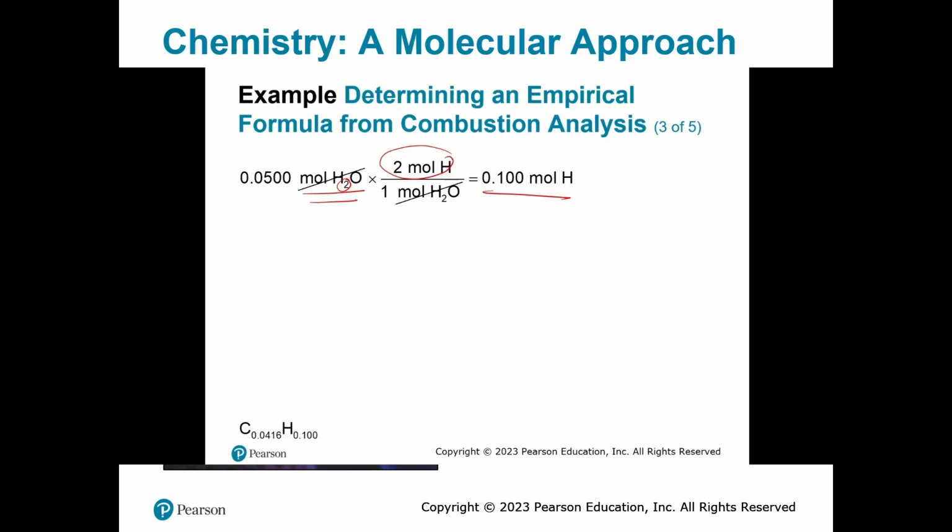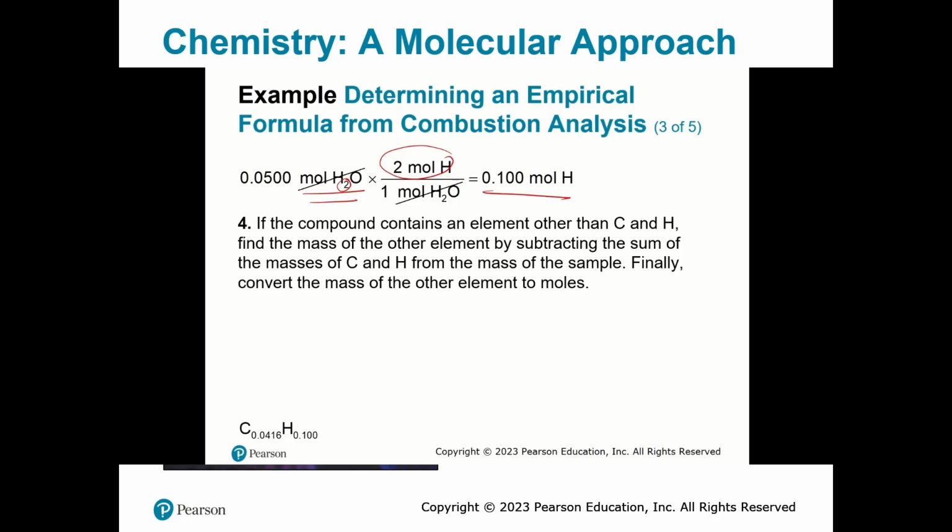Now, in the fourth step, if the compound contains an element other than carbon and hydrogen, we need to find the mass of the other element by subtracting the sum of the mass of carbon and hydrogen from the mass of the sample. Finally, we convert the mass of the other elements to moles. Look at this: the sample contains no elements other than carbon and hydrogen, so proceed to the next step.